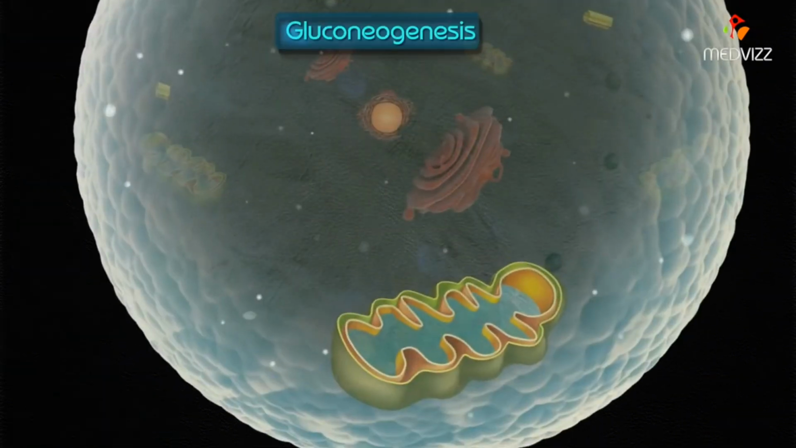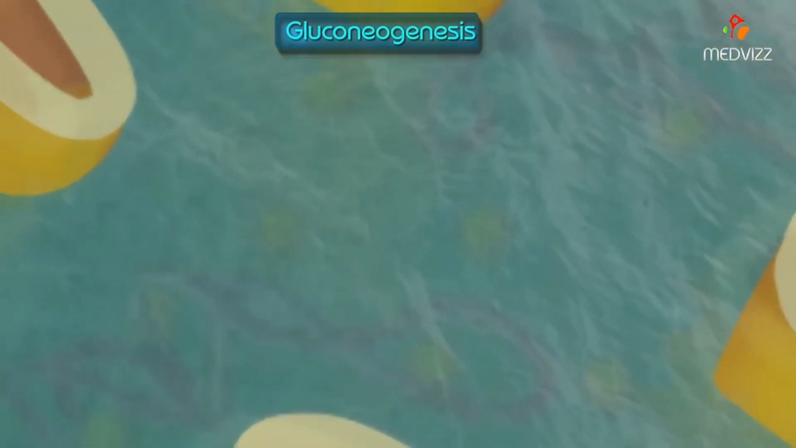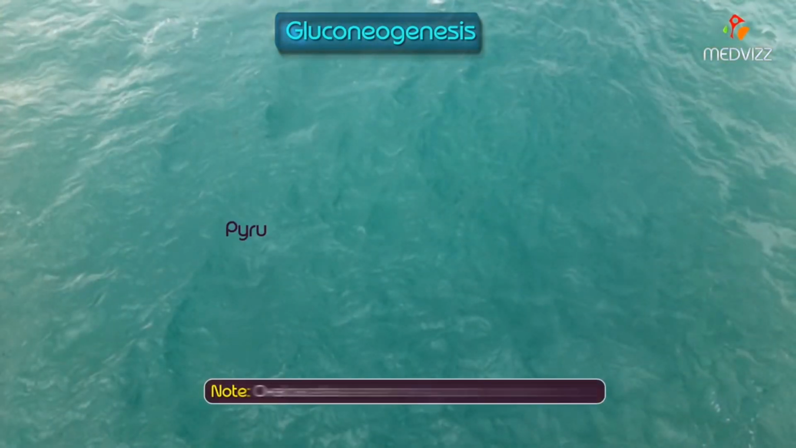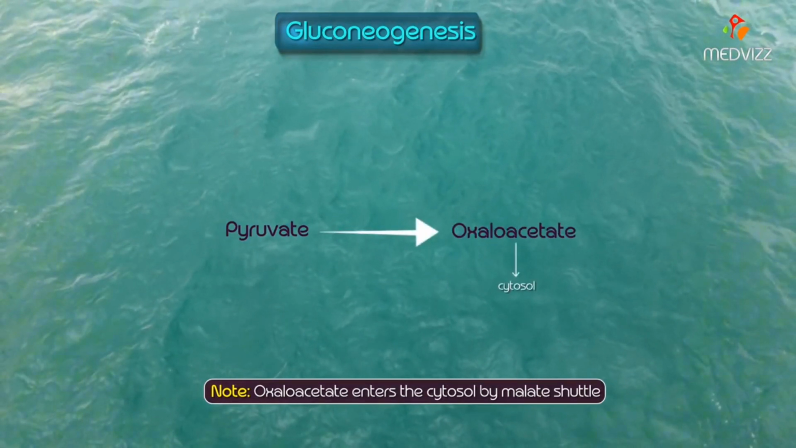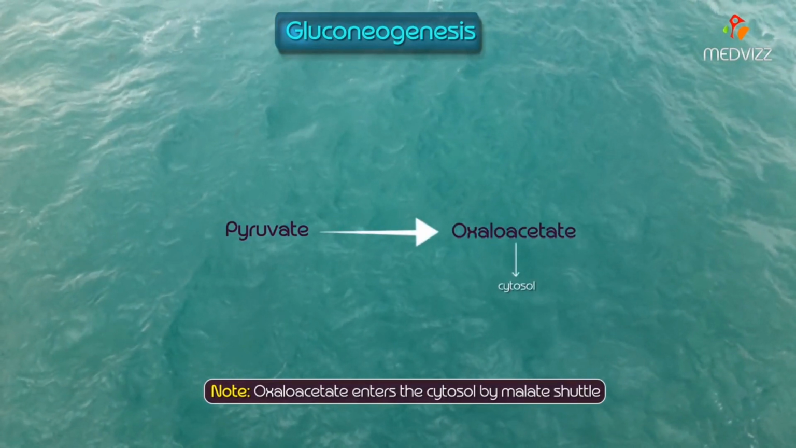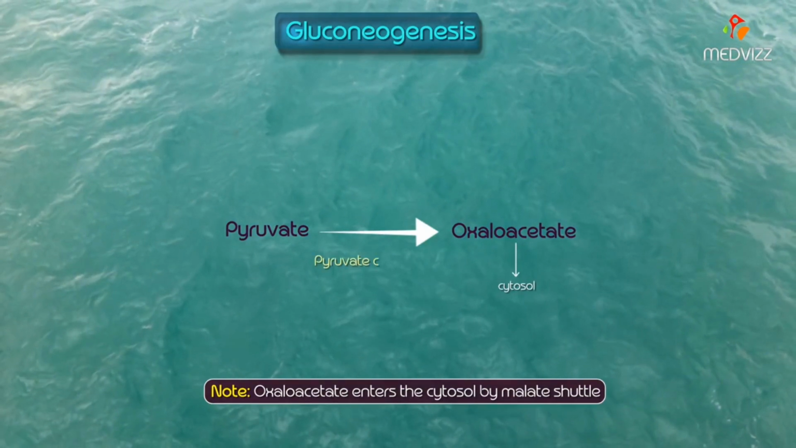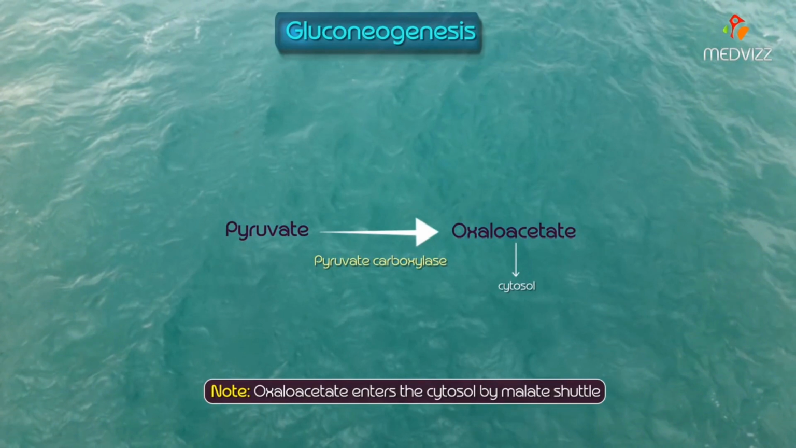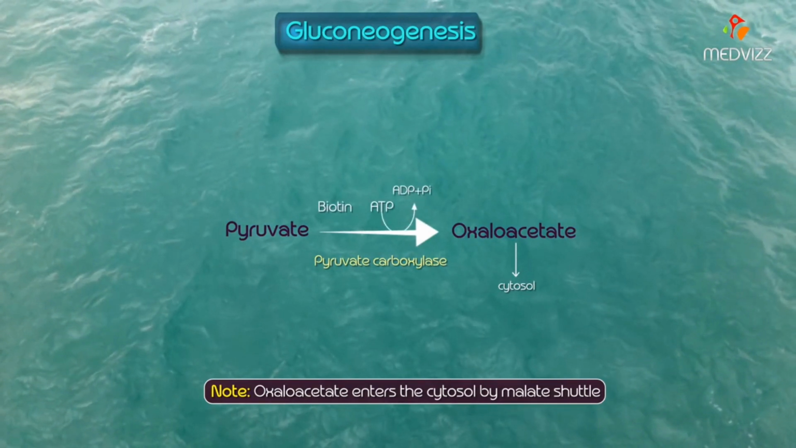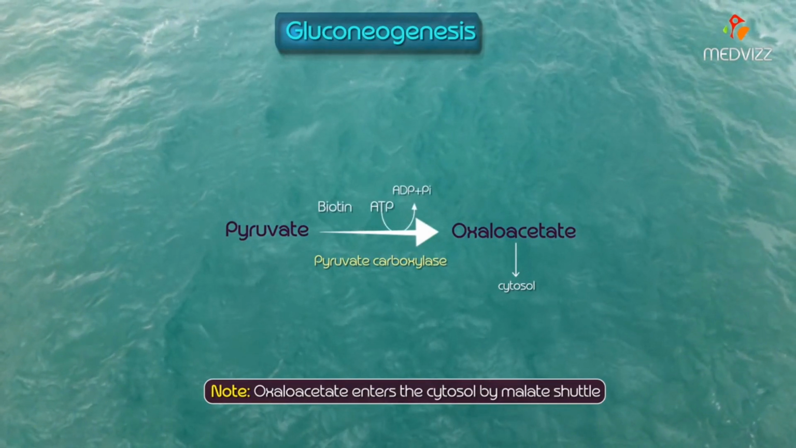So this pyruvate in the cytoplasm enters the mitochondria. Then carboxylation of the pyruvate takes place and it gives oxaloacetate, and it is catalyzed by the mitochondrial enzyme called pyruvate carboxylase. It needs the coenzyme biotin as well as ATP for the carboxylase to work.